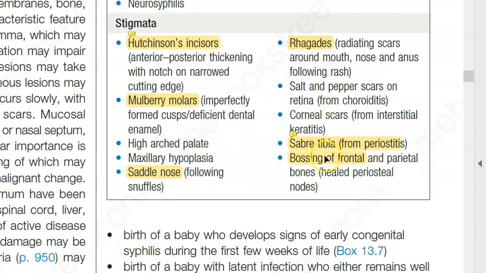Okay, rhagades. Then they are talking about sabre tibia, because of this periostitis, etc. You saw there can be sabre tibia. Sabre tibia means anterior bowing of the tibia. So let us say this is the baby, lateral view. So this is the anterior bowing of the tibia.